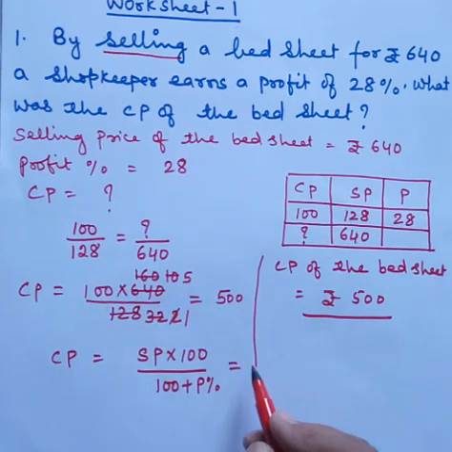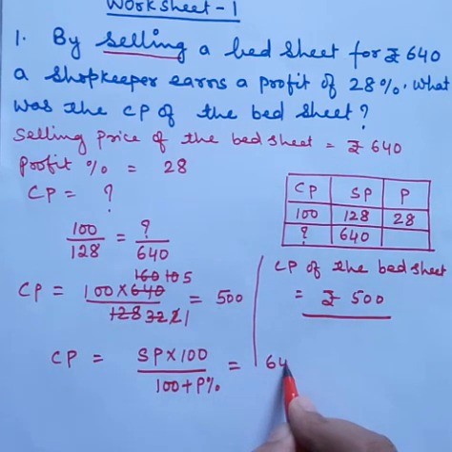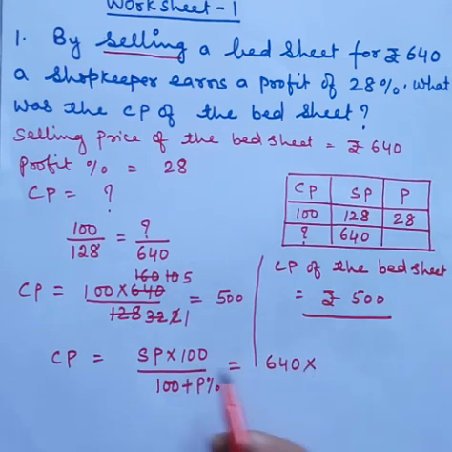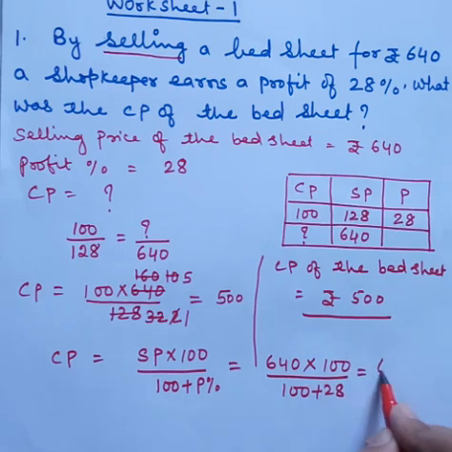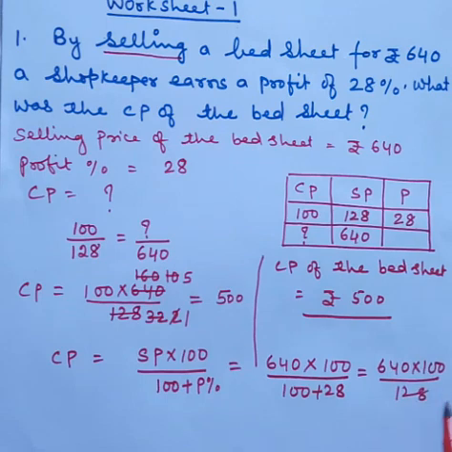See, your SP was how much? 640 into 100 by 100 plus, what was our profit percent? 28. So this becomes 640 into 100 by 128, and at the end you will get rupees 500. So CP of the bedsheet is rupees 500.